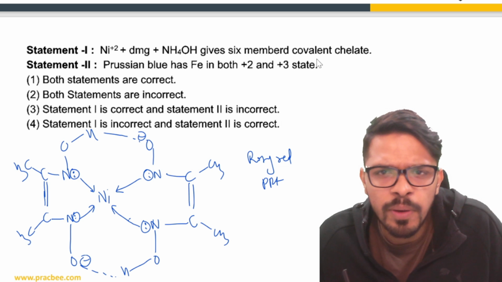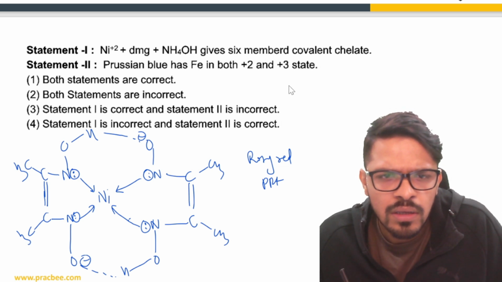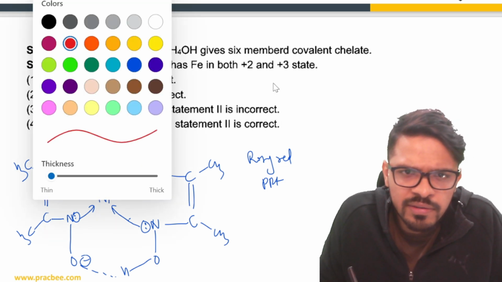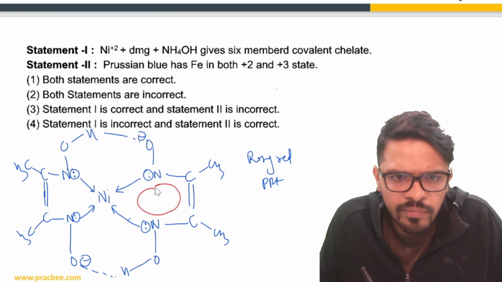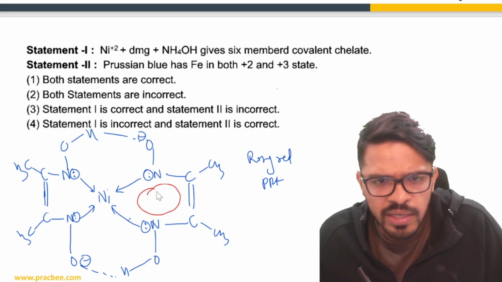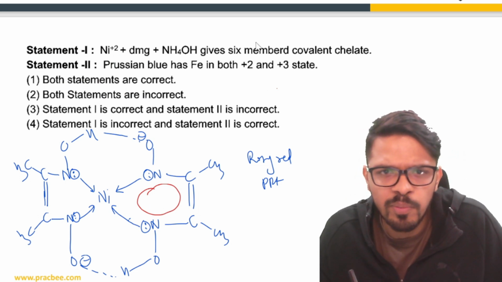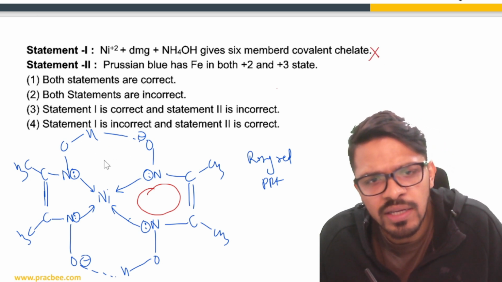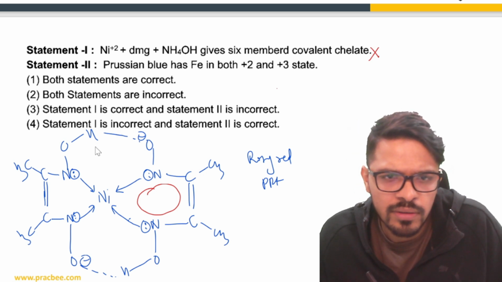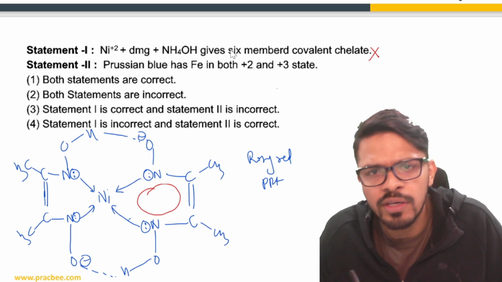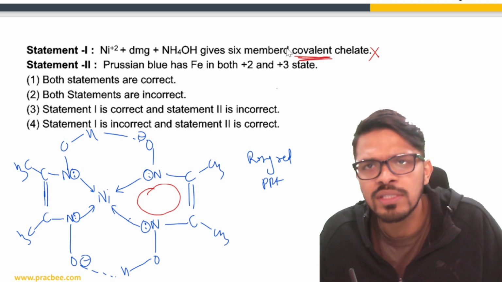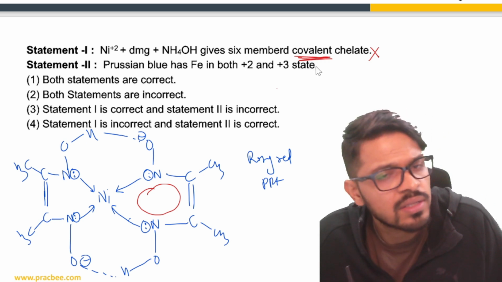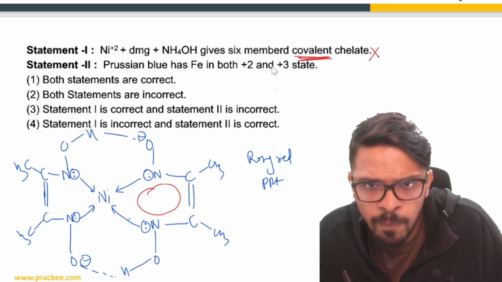Now they are saying 6 membered covalent chelate. If they are talking about covalent bond, then the covalent bond is basically this. This is the chelate ring, which is 5 membered. It is not 6 membered. This is incorrect. The ring you are talking about is a chelate ring due to hydrogen bonding, not covalent bond. If instead of covalent chelate it had said hydrogen bonded chelate, I would have agreed with this. Presently I am not agreeing with this.